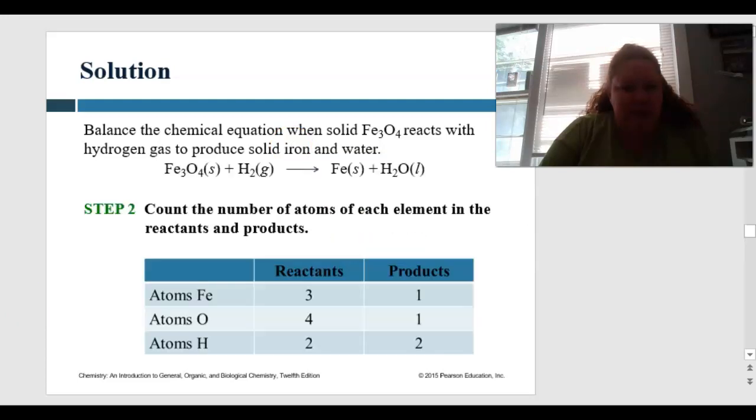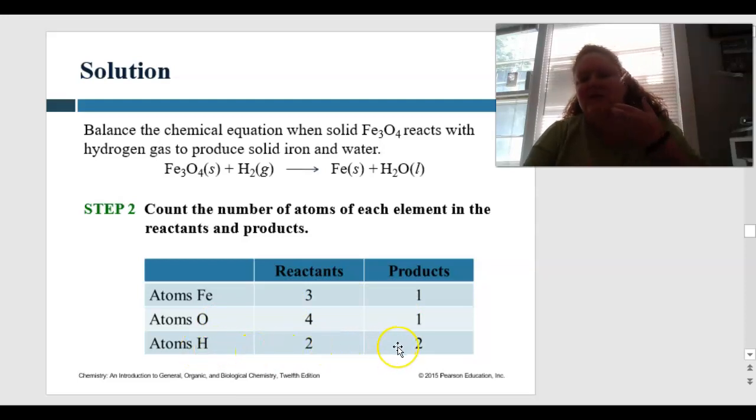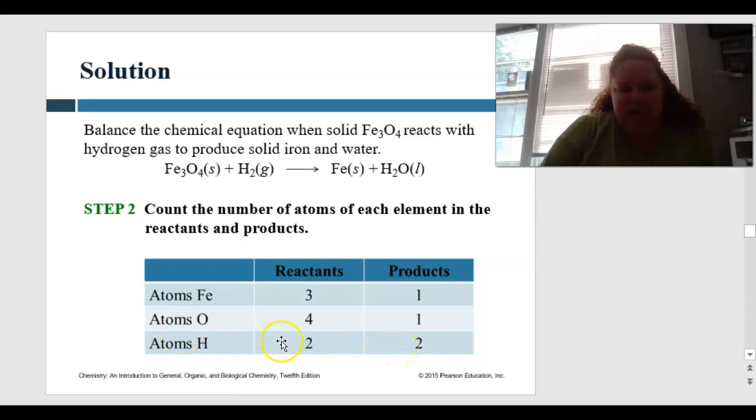Okay, so now let's balance. When we look at counting the number of atoms of each element in the reactants and products, for Fe we have 3 for the reactants and only 1 for the product. 4 oxygens for the reactant, 1 for the product. 2 hydrogens for the reactants, 2 for the products. So it looks like hydrogens are balanced, but these other guys need a little bit of work.